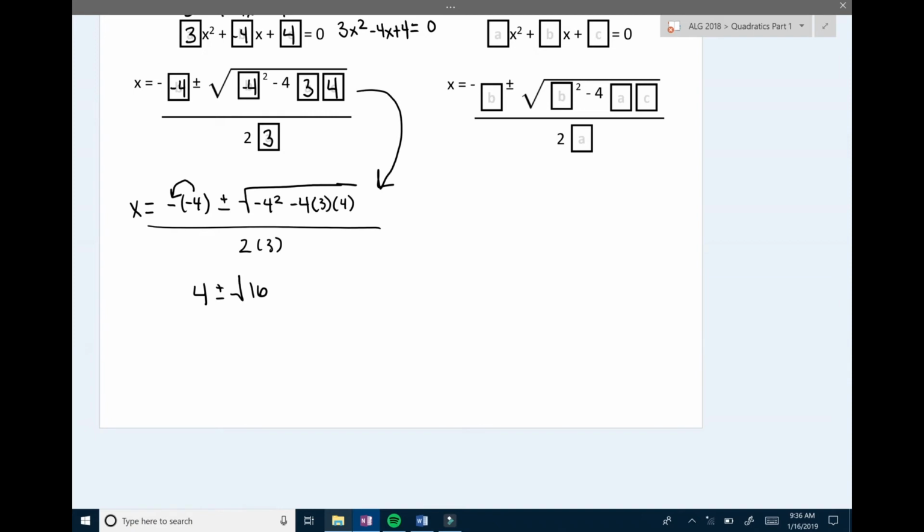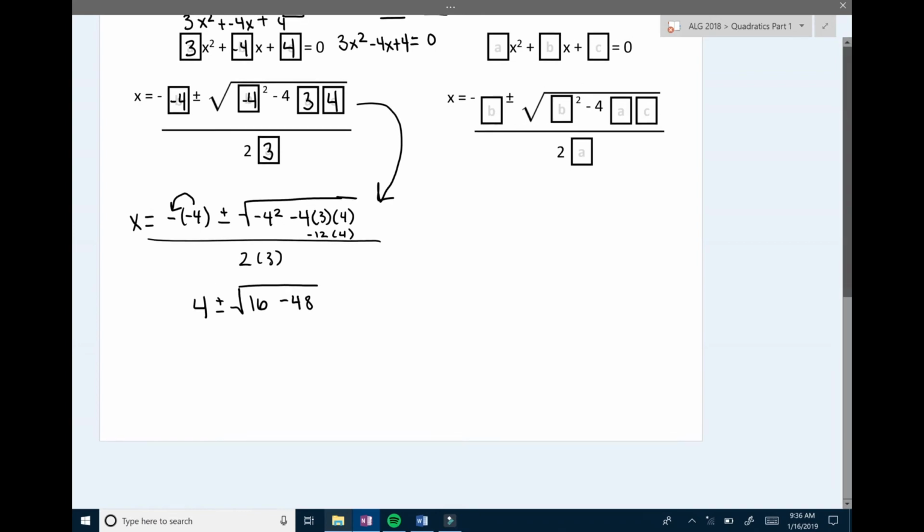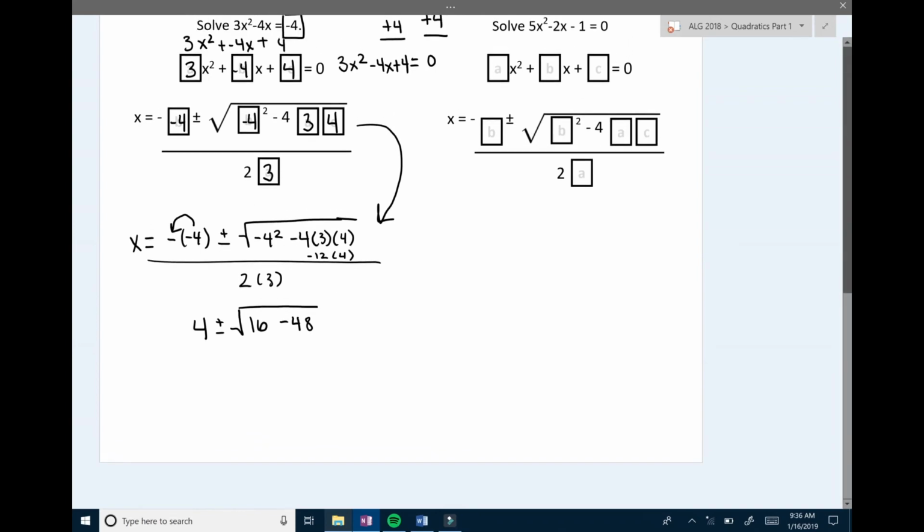So I'll write that all out. Negative 4 times 3 is negative 12. And negative 12 times 4 is negative 48. All right. Let's move on. 2 times 3 is 6.